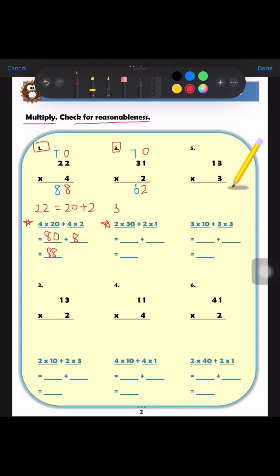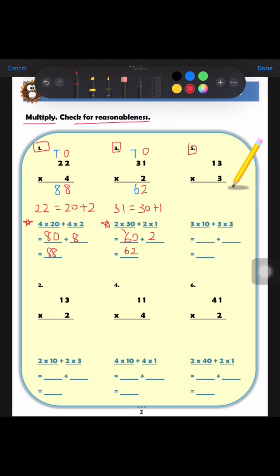And then we check for the reasonableness. So 31 splits into 30 and 1. So 2 times 30 equals 60. And then 2 times 1 equals 2. So the answer is 62.